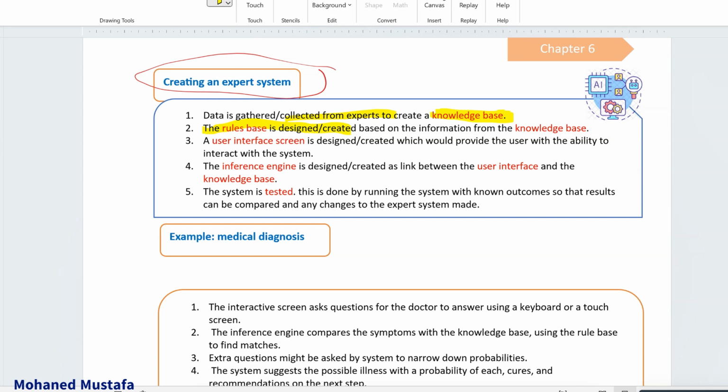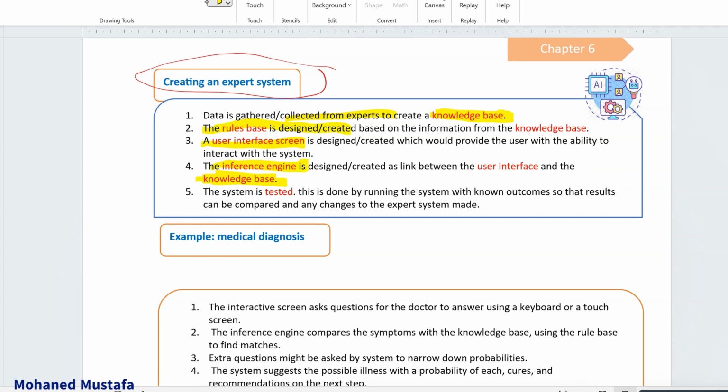And then a user interface needs to be created so you can inquire the system, ask questions and answer questions, so the system can provide you with a recommendation, advice or solutions. And then we have the inference engine, which is used for searching the knowledge base using the rule base. Yes, the inference engine will be searching the knowledge base using the rule base. That's why we say this is the brain of the system.